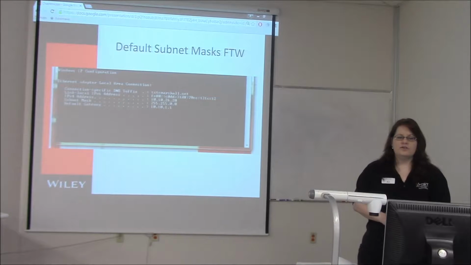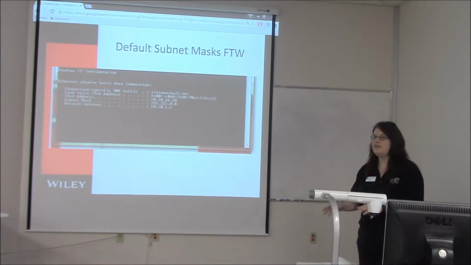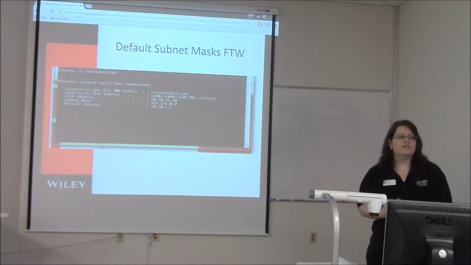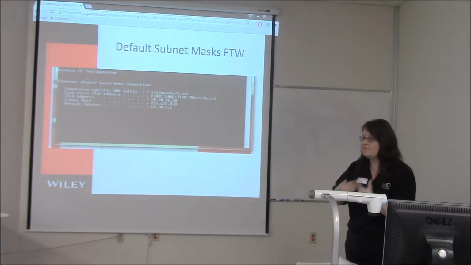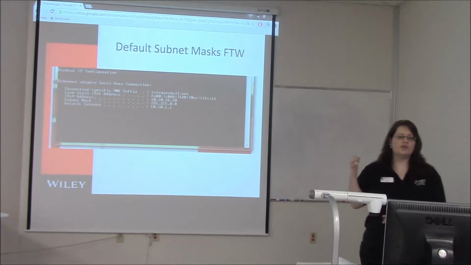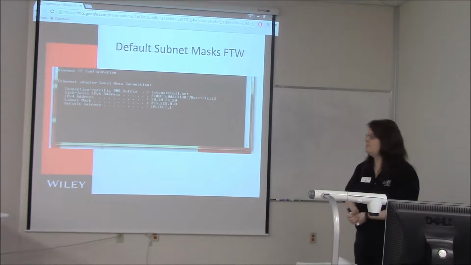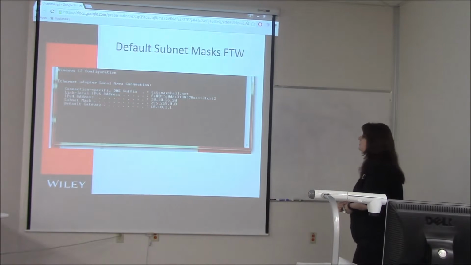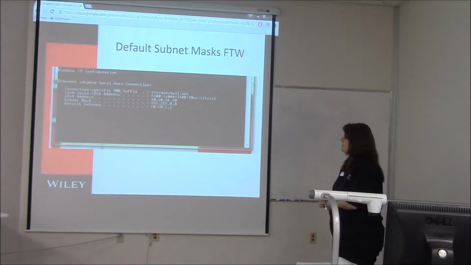Now, this is a screenshot of the ipconfig command from my computer that's going to show what IP settings have been done on your computer. This is what your IP settings are right now. So looking at that, how can I tell if my computer on the network is subnetted or not? Looking at the address and the subnet mask.